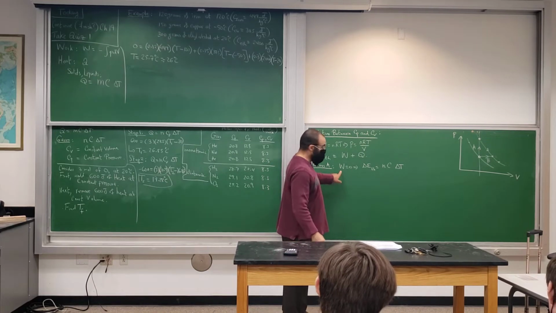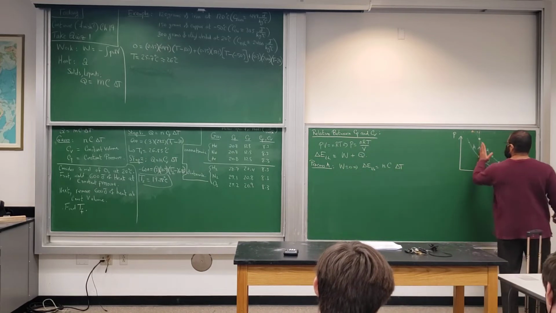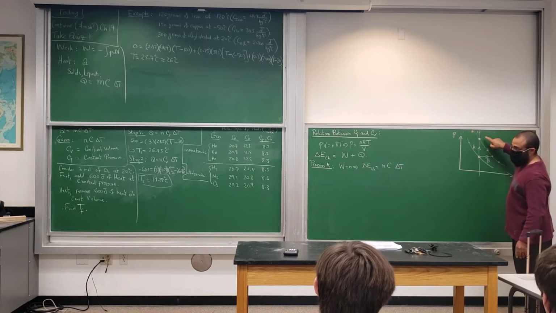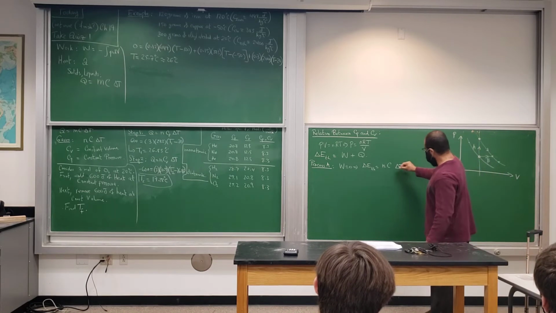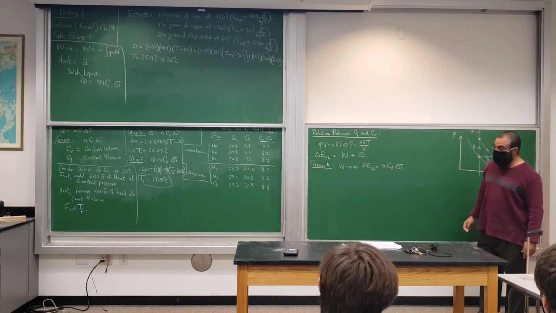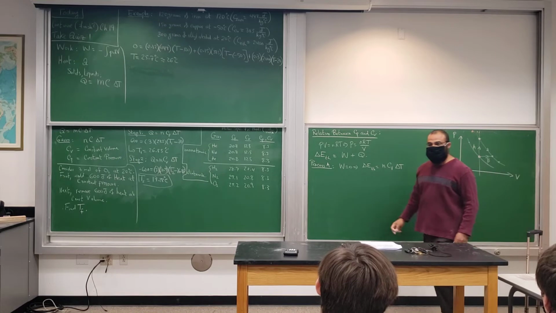Right? Process A is isochoric. It's constant volume. See, the volume did not change. So N C delta T, but it's C V. Okay. That's good. We're going to go to process B now.